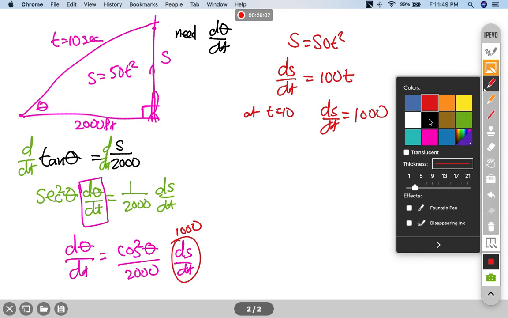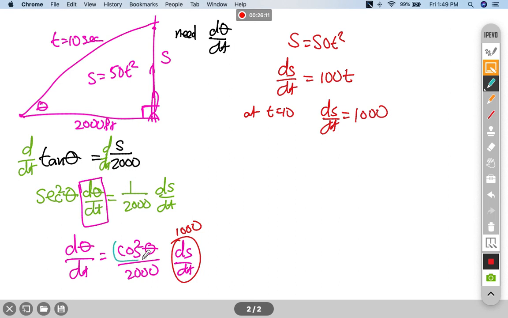Now I have to find the cosine squared of theta. If I have a right triangle and I could find s, I could solve for my hypotenuse, and then I could find the cosine from here. Or if I really wanted to, I could use inverse trig functions to find the value and then plug it back in again. And yeah, that's for the birds, right?